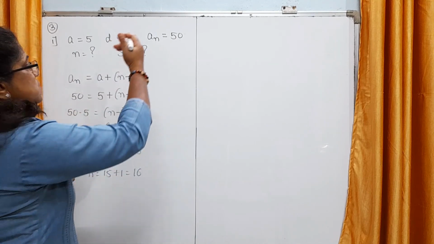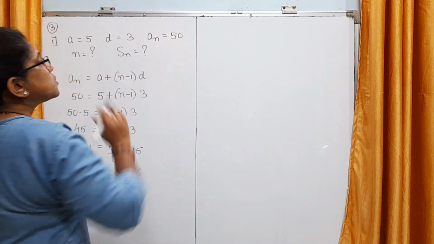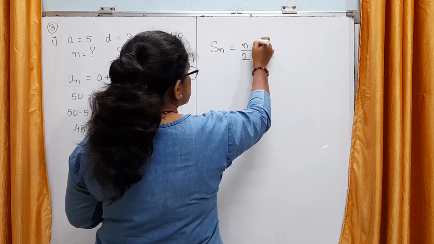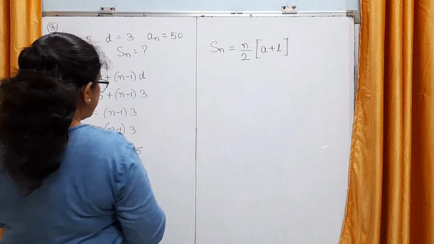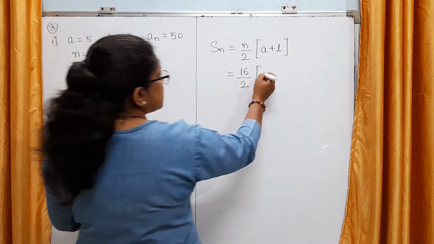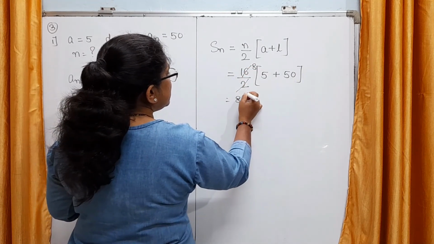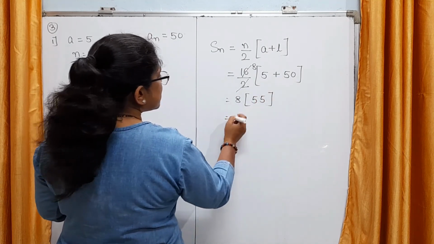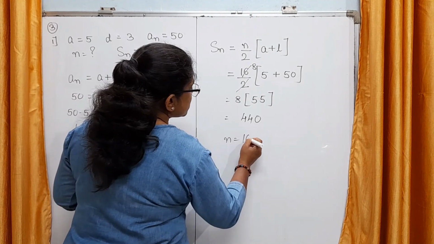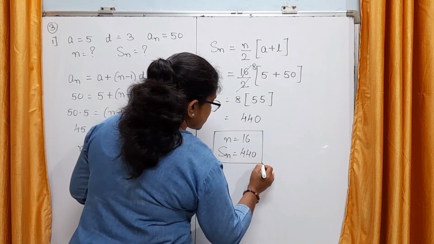Now we know the number of terms, so let's find the sum of 16 terms. Now here we know first term and we also know last term. So we will use this simple formula of Sn. Sn is equal to n upon 2 into the bracket A plus n. How many terms are there? 16 terms. Here n is 16, 16 upon 2 into the bracket. First term is 5 and last term is 50. 2 ones are 2, 2 eights are 16, so 8 into 5 plus 50 is 55. 8 fives are 40, 8 fives are 40 plus 4, 44. So here in the sum, number of terms is 16 and Sn is 440. So this completes our first sum.